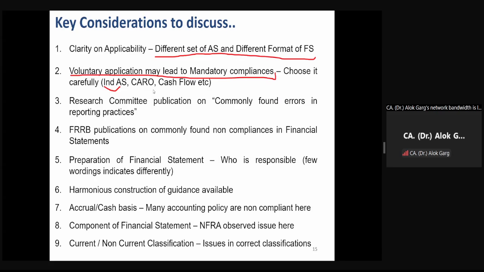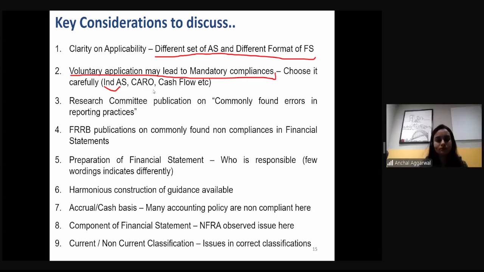For example, if I'm a company that has opted to apply Ind AS, it doesn't matter if it is voluntary application. Whatever Ind AS are applicable to me, I have to apply all the provisions of Ind AS on that company. So being an auditor, I have to see what all Ind AS are applicable, and whatever Ind AS are applicable, all the provisions of those Ind AS have to be applied to that company as far as the four pillars of accounting are concerned.